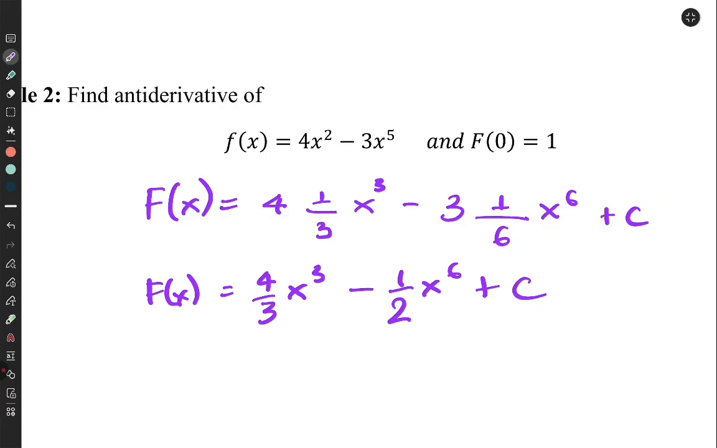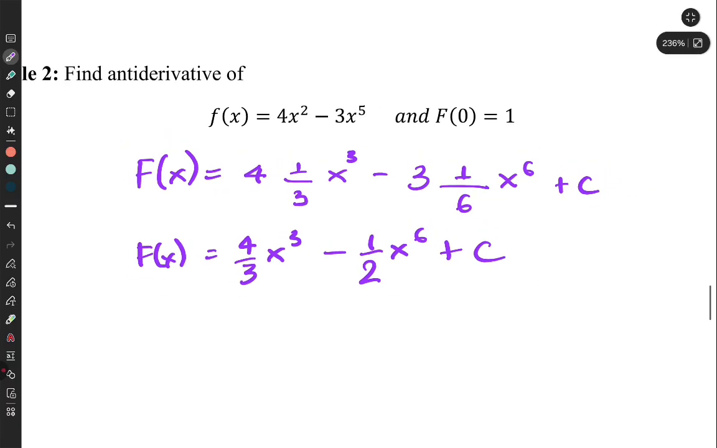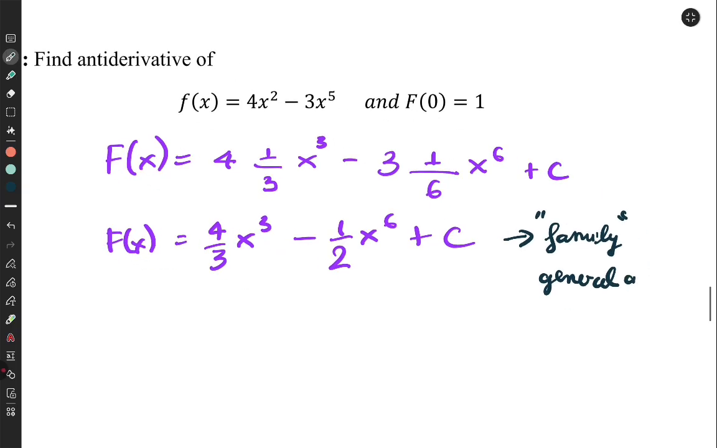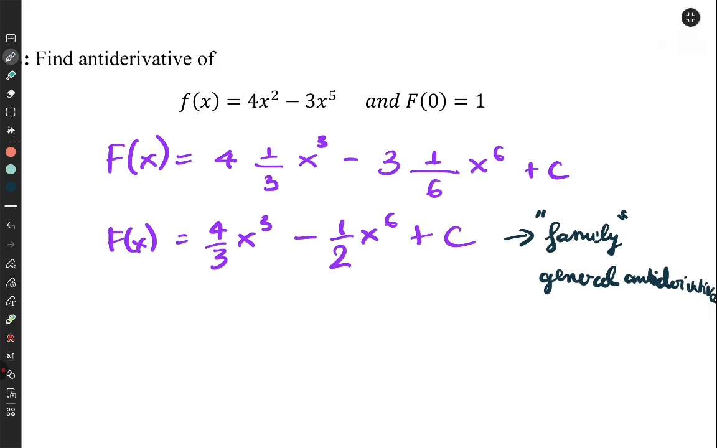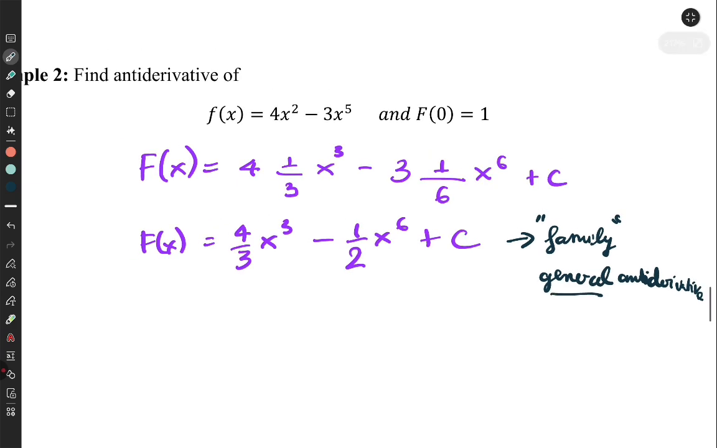Okay, so right now what you have is a family, aka the general antiderivative. Okay, general, that is the word. You have plus c, you have general. You have unlimited functions. Then you have this. Instead of asking to find the whole family, they want you to identify that c. I want to find a specific function inside this family that satisfies this.